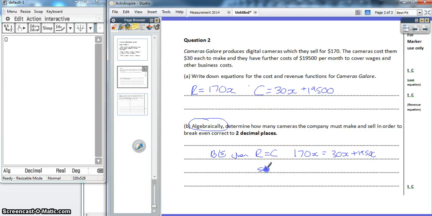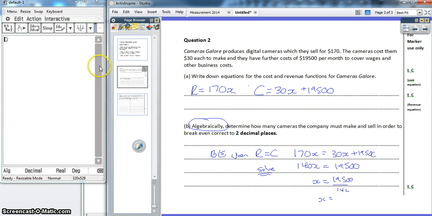You could then solve using your calculator, which we'll do in a second, but I'll just show a bit more algebraic working here. If I take 30x from both sides, that leaves me with 140x equals 19,500. And then if I divide both sides by 140, x equals 19,500 over 140.